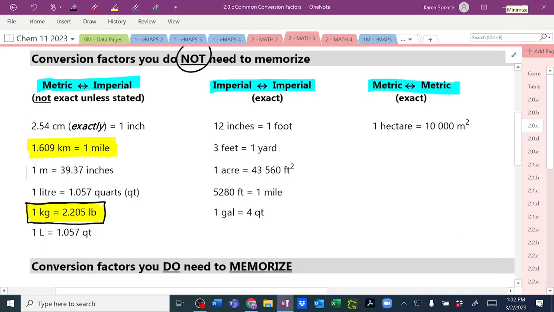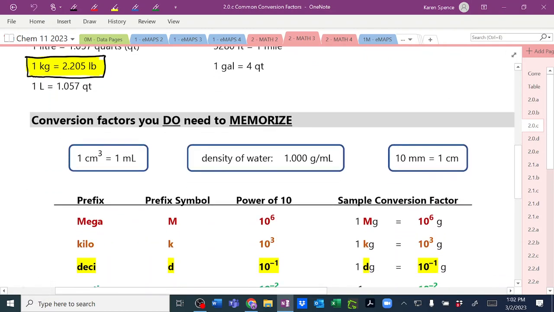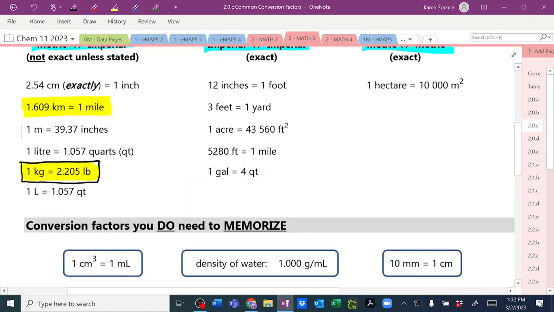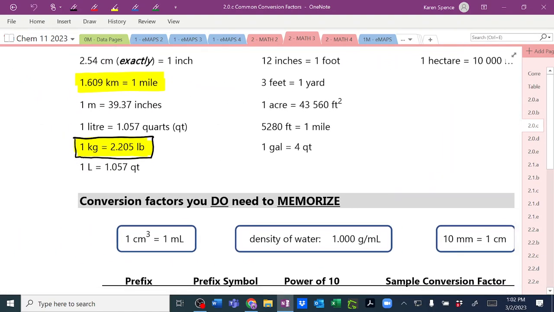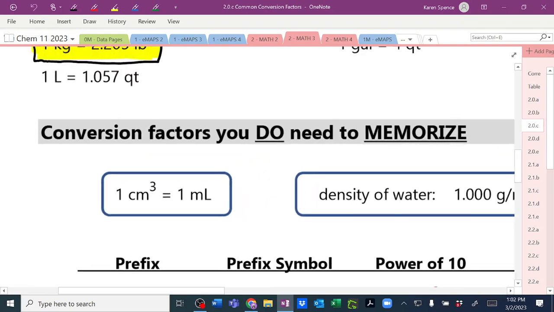Today we're going to be focusing on conversion factors you do need to memorize, and these are your metric conversions. Let's start with 1 centimeter cubed equals 1 milliliter.